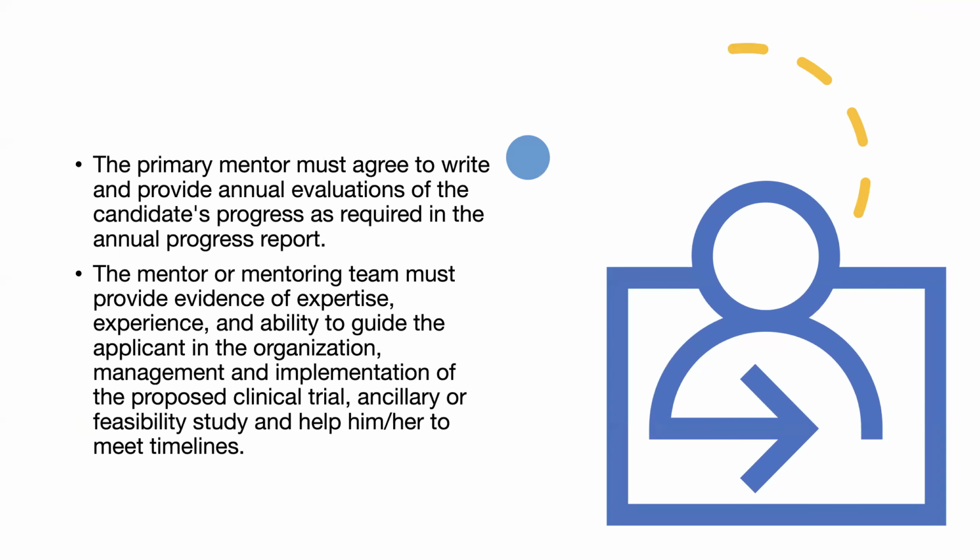The primary mentor must agree to write and provide annual evaluations of the candidate's progress as required in the annual progress report. And then the mentor or mentoring team must provide evidence of expertise, experience, and ability to guide the applicant in the organization, management, and implementation of the proposed clinical trial, ancillary or feasibility study, and help him, her, or them to meet the timelines. This is pretty basic, but all of this needs to be very clearly stated in the document.